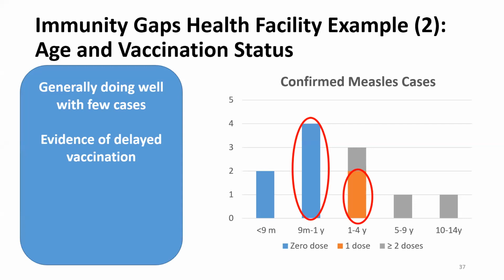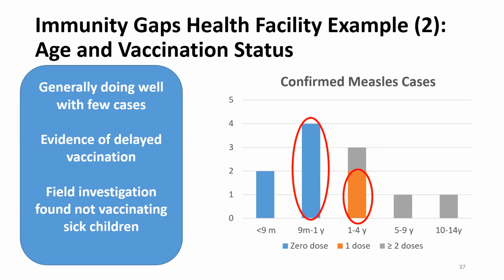So we actually went to this health facility to investigate why this was. And the field investigation found that they were not vaccinating sick children. So this is another example of how at the health facility level even, you can use your surveillance data to help you correct practices. And in this instance, we were able to ensure that this already well-performing health facility was able to improve their performance even more by correcting the practice of not vaccinating sick children. Next slide, please.